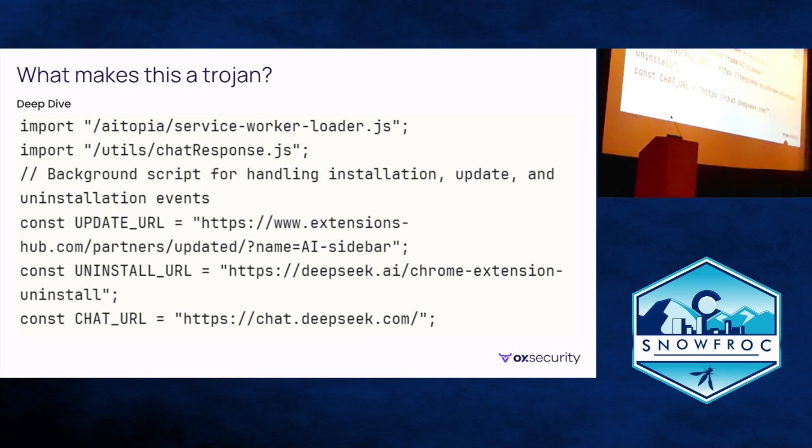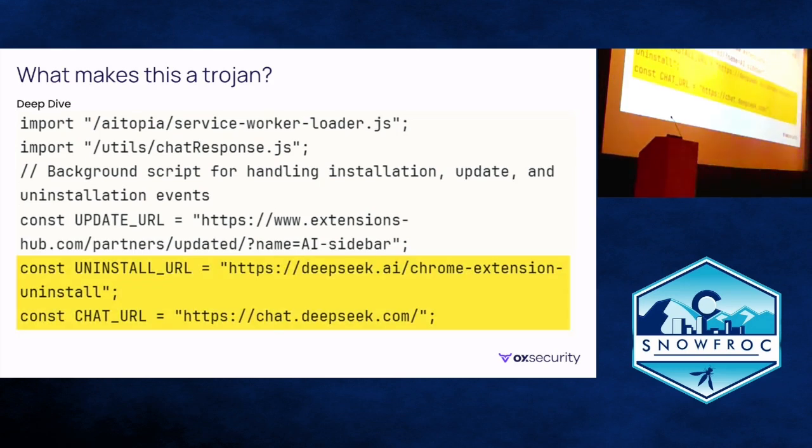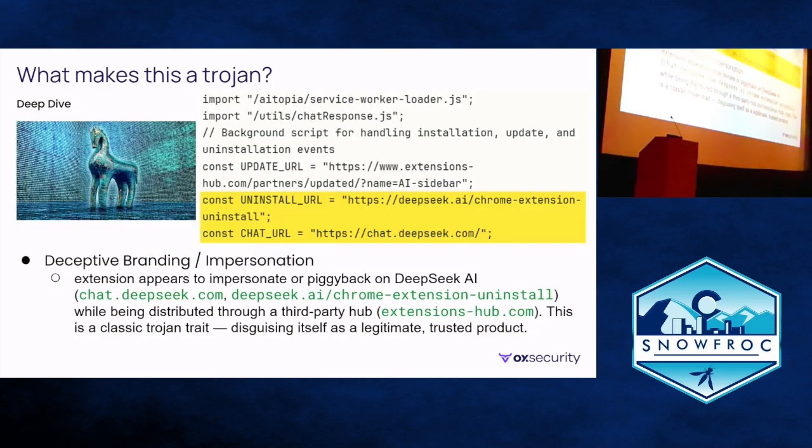A lot of typos. Not only typos, but there's a lot to it. Let me point out some of the malicious pieces. Oh, we've got this. What does this actually do? Deceptive brand impersonation. This extension appears to impersonate or piggyback DeepSeek AI. Because, oh, look, we're going to chat.deepseek.com. That's not DeepSeek AI. That's a malicious endpoint, and so it disguises it. When you look at it, it looks normal.